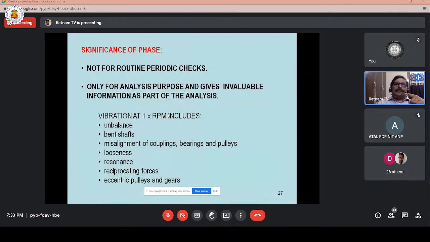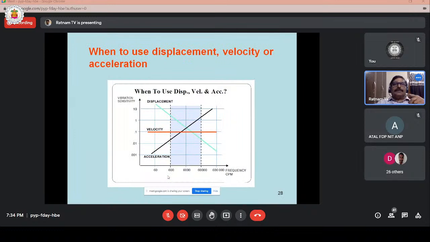The significance of phase is that it is used in identifying unbalance, bent shaft, misalignment, looseness, resonance, reciprocating forces, eccentric pulleys, and gears. So this is not for routine periodic checks, only for analysis purposes, and it gives invaluable information as part of the vibration analysis while identifying machinery faults.